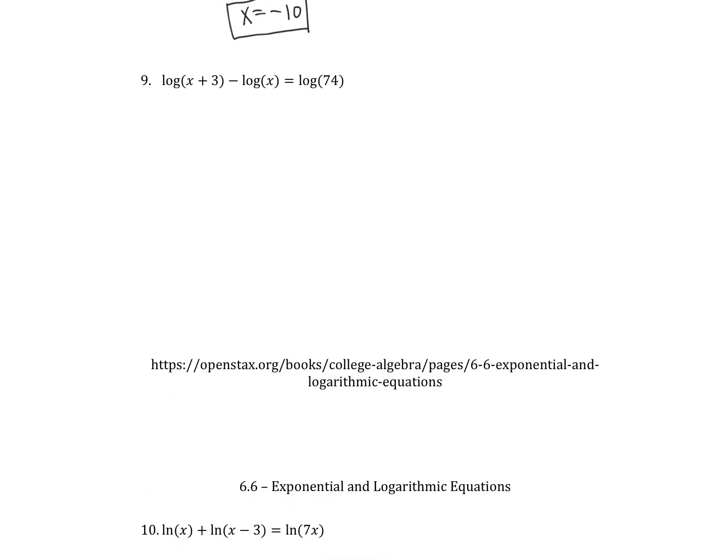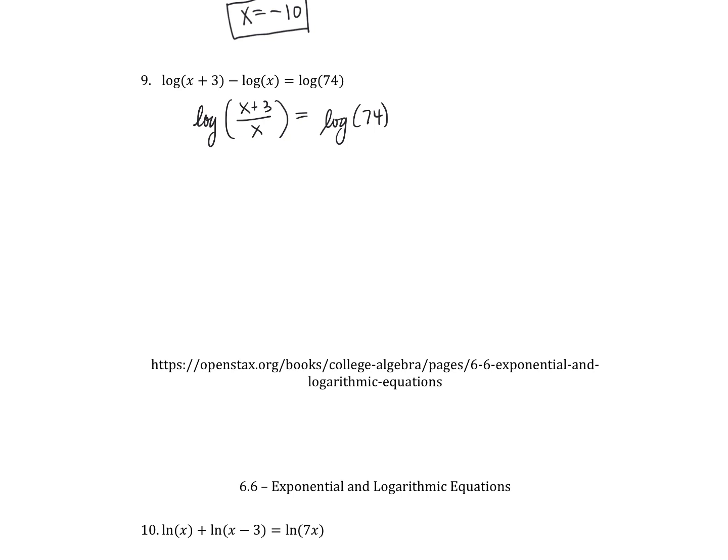Number 9. We really would like to have one log on each side, and then we could ignore the log. Notice all of these have the same base. They're all understood to be log base 10. Remember in a previous section, we had rules that we could use to expand or condense logarithms if they had the same base. On the left-hand side, these are both base 10, and it's subtract, so I could actually combine these into a quotient. So I could rewrite this as the log of (x plus 3) over x is equal to the log of 74.